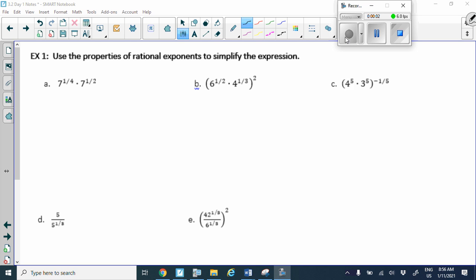Hey guys, so here's part 2 of the 3.2 day 1 notes. We're going to now use the properties that you just took down to evaluate or simplify the expressions.